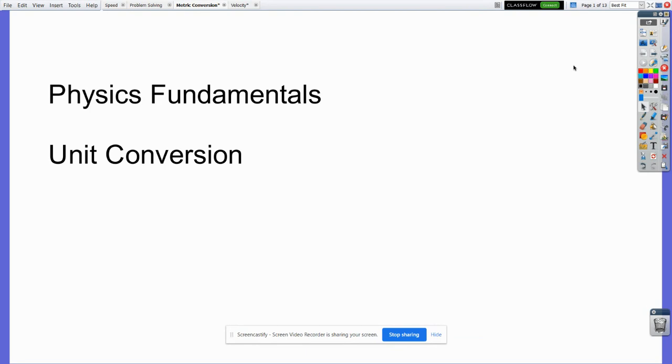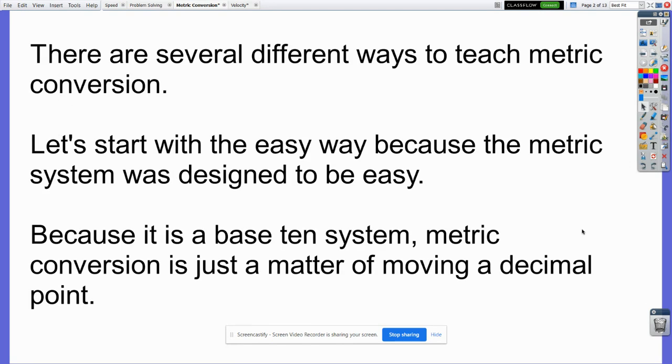Right, so let's take a look at unit conversion. It's something that comes up quite often in physics problems. Most of the units that we'll be dealing with in physics are going to be metric units. And there are a couple of different ways to teach metric conversion. We can talk about simple movement of the decimal point, and we can also talk about dimensional analysis using equivalences to do the conversions. I'm a big proponent of just simply moving decimal points anytime you can.